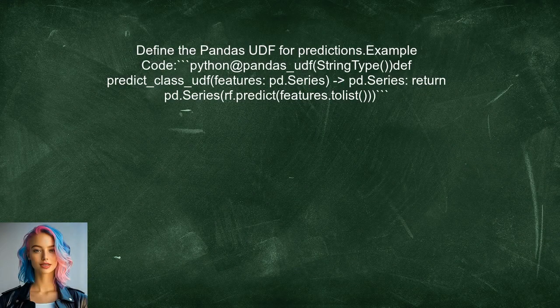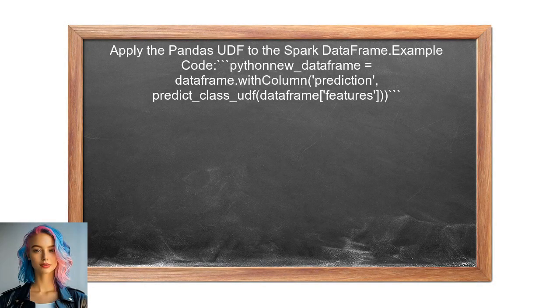Now, the user can define the Pandas UDF. This function will take a Pandas series as input and return the predictions from the trained model. After defining the UDF, the user can apply it directly to the Spark DataFrame. This will allow Spark to handle the data in parallel, significantly speeding up the prediction process.